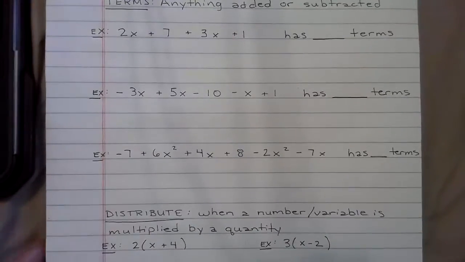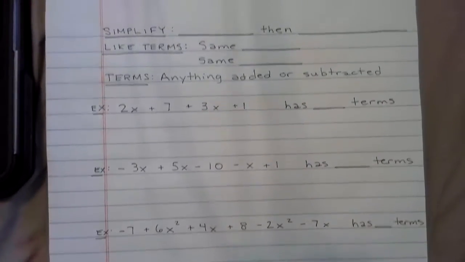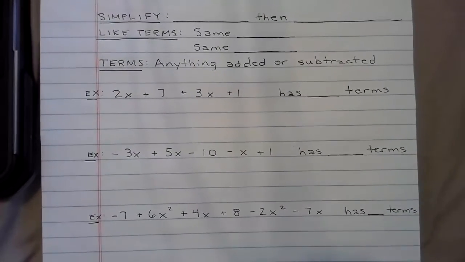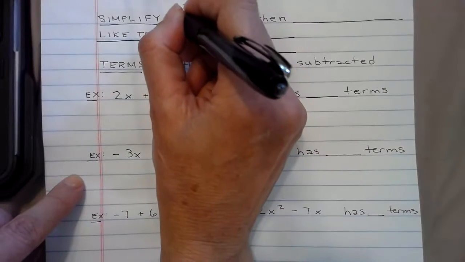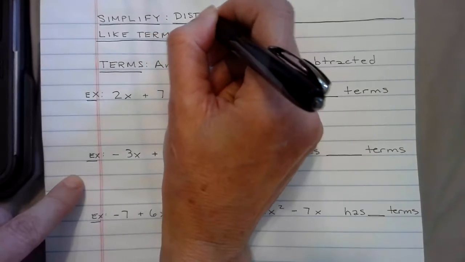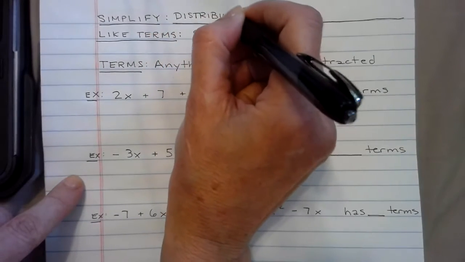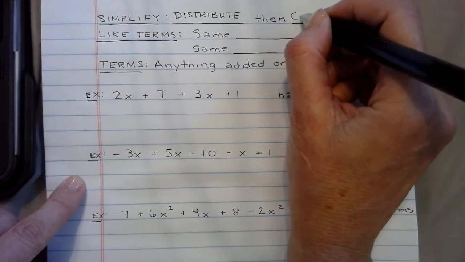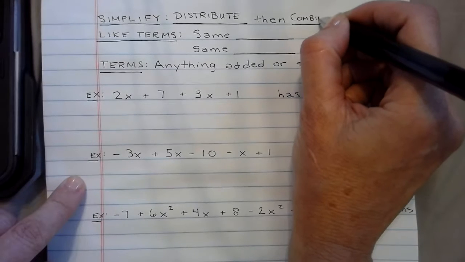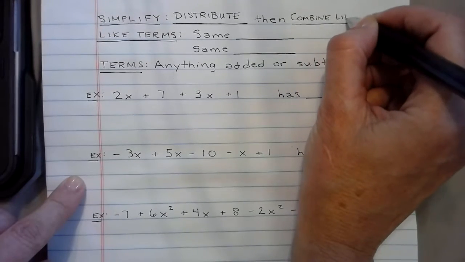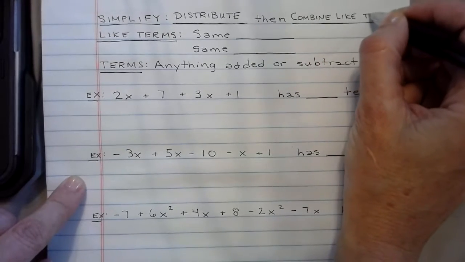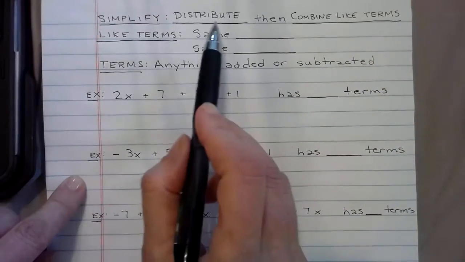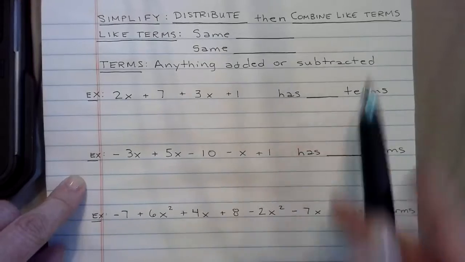Okay, let's talk a little more about simplifying. Simplifying, really, in algebra, you do two things. You distribute, and I'm going to show you what that is. If you've forgotten, it's okay. You distribute, that's the same as multiplying, and then you combine like terms. That's pretty much like adding and subtracting. So just like order of operations, we're going to multiply before we add and subtract.